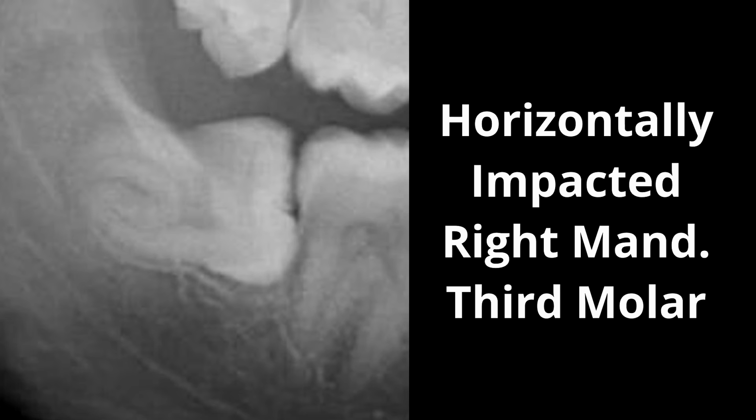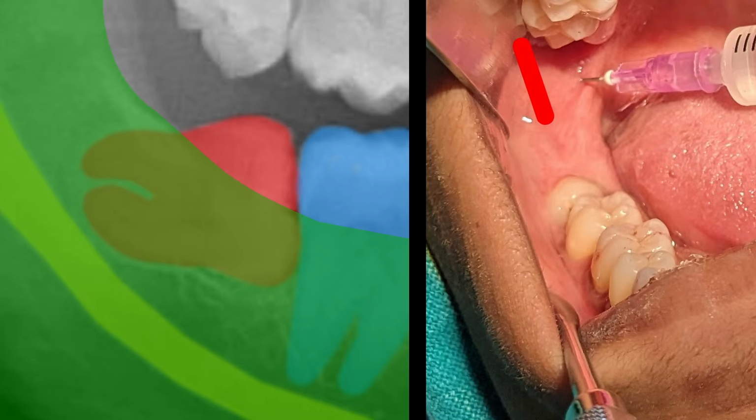Today I am going to show you the surgical removal of a horizontally impacted right mandibular third molar. You can see that the third molar is lying horizontally and is locked by the second molar. The apex of the tooth is close to the mandibular canal with approximately 1 mm of bone between the apex and the canal. Most of the tooth is covered by bone and only the distal half of the crown is outside the bone. This can also be seen in the clinical picture where only the distal cusp of the tooth is visible inside the oral cavity.